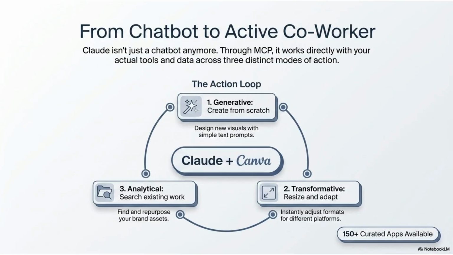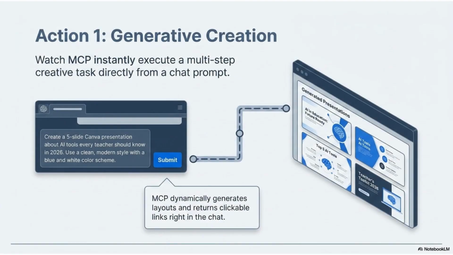Let's look at a Claude plus Canva workflow as an example. Instead of just talking about a design, the AI enters an action loop. It can generate visuals from scratch, transform them by resizing for different platforms, and even analyze your existing work to find your brand assets. For instance, you can simply type a prompt asking for a 5-slide presentation with a specific color scheme. The AI doesn't just give you advice. It executes the task, generates the layout, and hands you a clickable link right there in the chat.